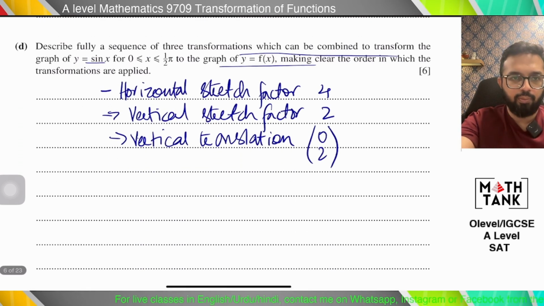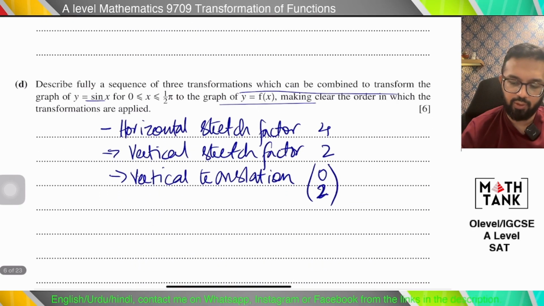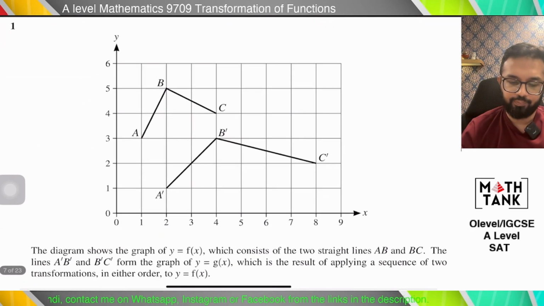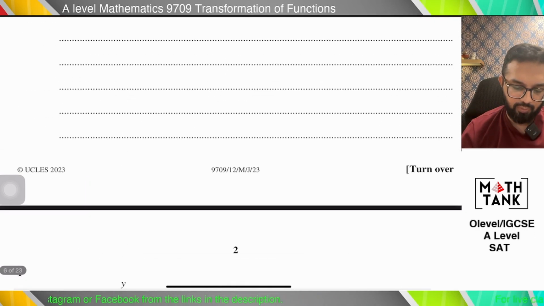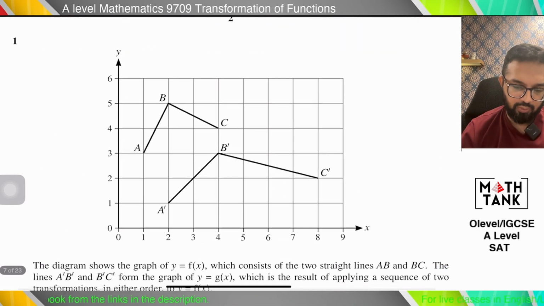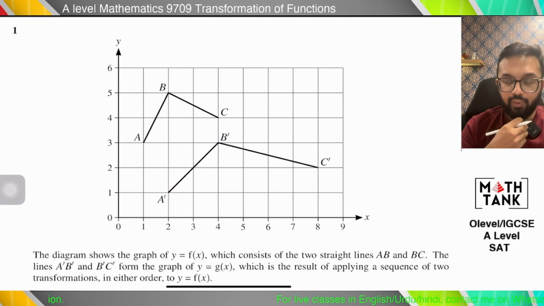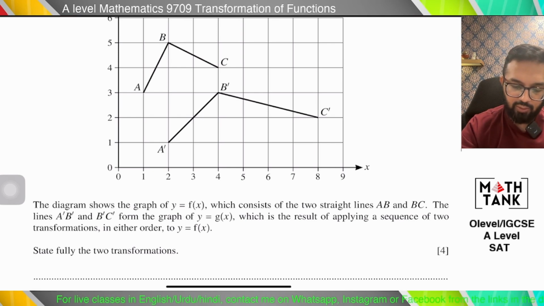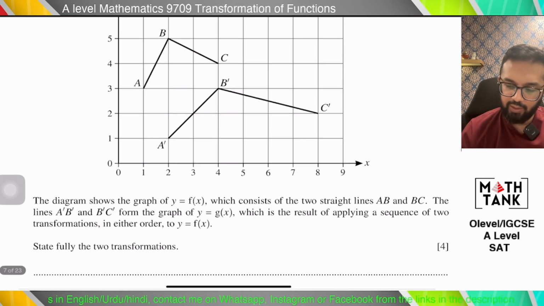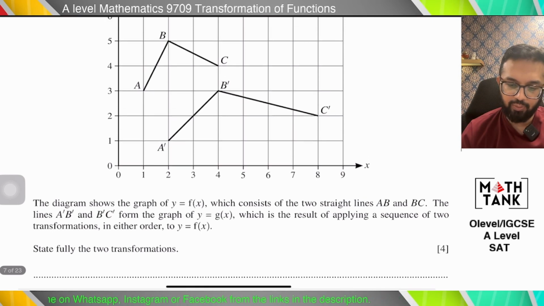Okay, 0 3, sorry, 0 3, not 0 2, 0 3. Okay, moving on to the next question that I have for you. The diagram shows the graph of y equals f of x, which consists of 2 straight lines AB and BC. The lines A dash B dash C dash are the result of applying a sequence of 2 transformations in either order to y equals f of x.